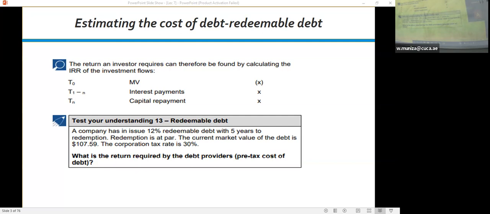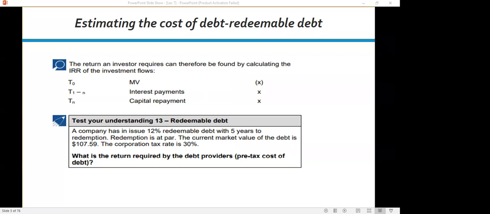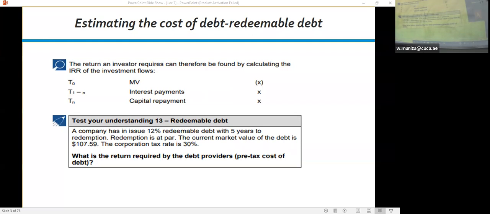Now discount it: 12 multiplied by 3.352, how much it is? Let me do it also. 12 multiplied by 3.352 is 40.224. And 12 multiplied by 2.991 is 35.892. Now at year 5, the amount is going to be redeemed. Redemption amount is how much? It is going to be redeemed at par, 100.